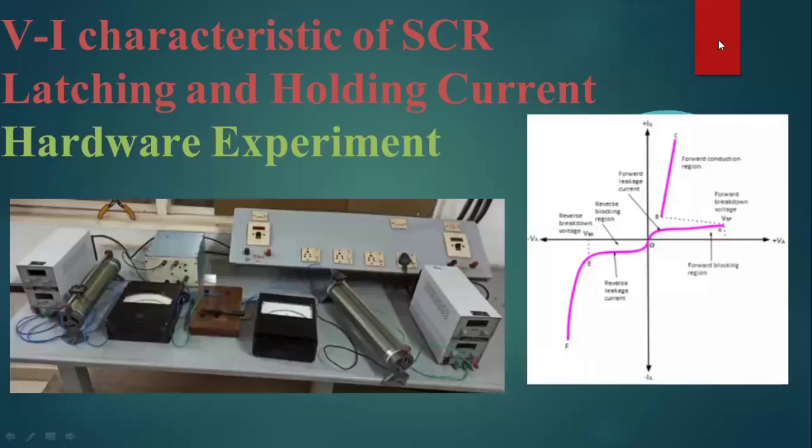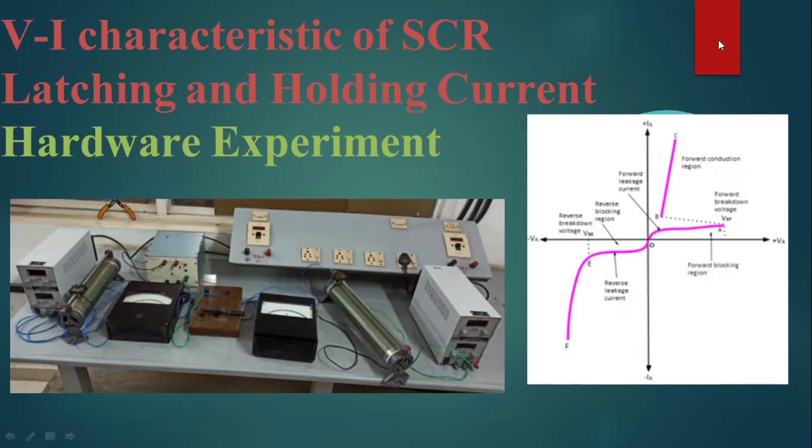Good morning, all. So today we are starting our first experiment. That is, we are going ahead with the hardware experiment, VI characteristic of SCR. So the particular experiment is for finding only the latching and holding current. So rest of the things we are not doing now.